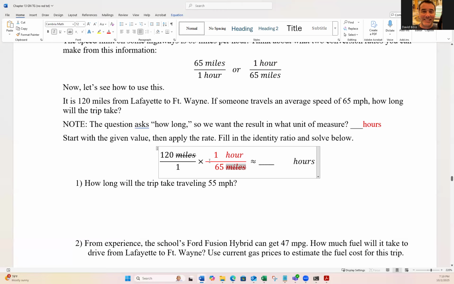So 120 times. First of all, let's look at this. The only thing we're left with is hours. So miles was completely canceled out. We're left with hours, which is what we want. We want hours to be the only measurement left because we want how many hours it will take to get from Lafayette to Fort Wayne. So we have 120 divided by 1 times 1 divided by 65. Run that through the calculator. And we have 1.85 hours.